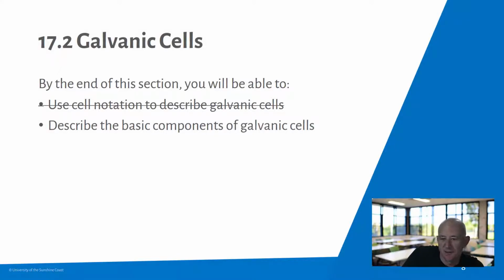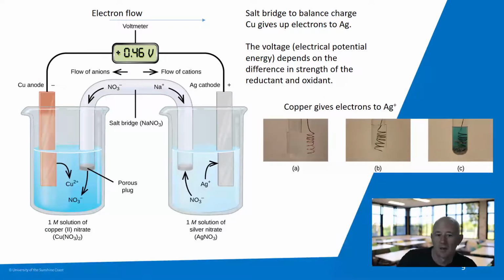All right, you can see that this section of course is 17.2 on galvanic cells, and then you can see from the learning outcomes you don't have to do a lot except be able to recognize the basic components in a galvanic cell. All right, so here's a diagram of a galvanic cell. Let me just walk you through what's happening here.